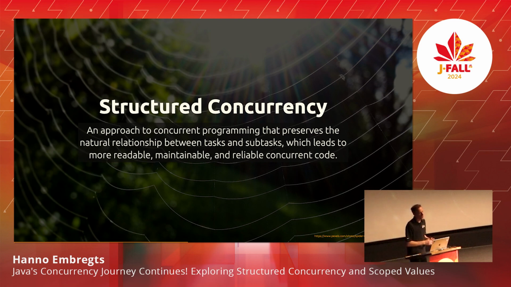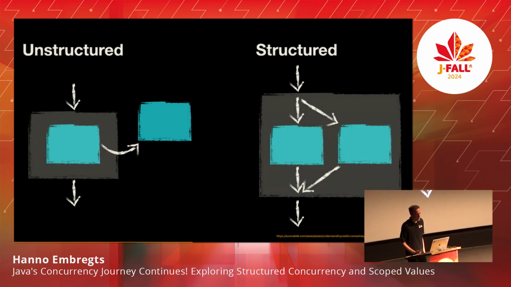It can preserve the natural relationship between tasks and subtasks. And this is kind of how it works. When you consider the executor service version of our code, it's more like the image on the left, where we spawn off a thread, this one-way jump. We have no idea if it will ever return.